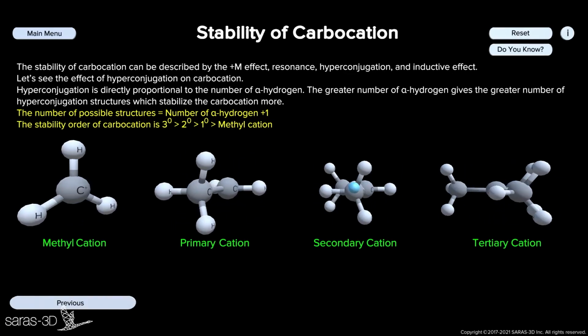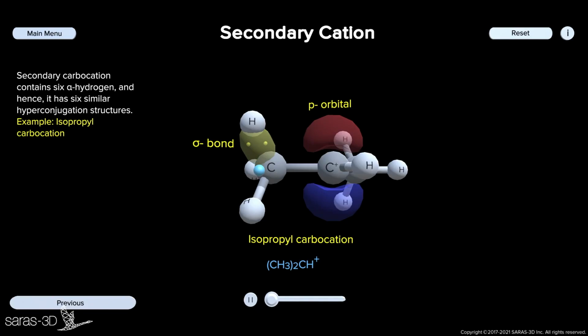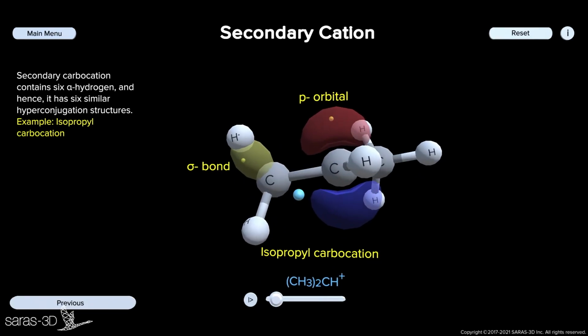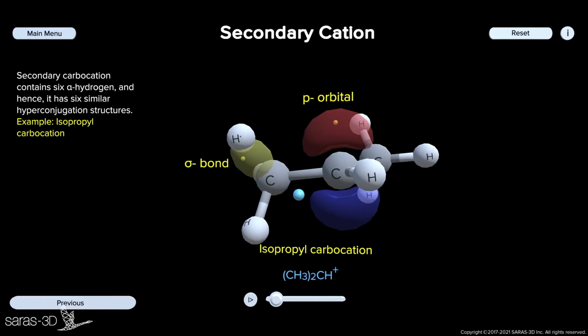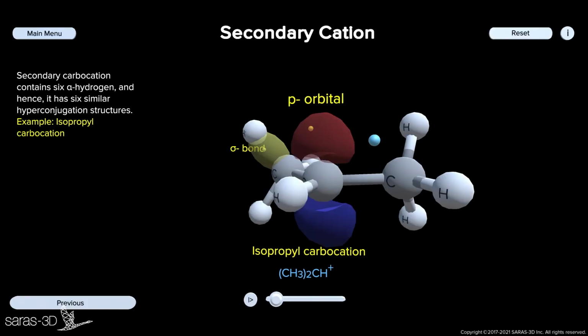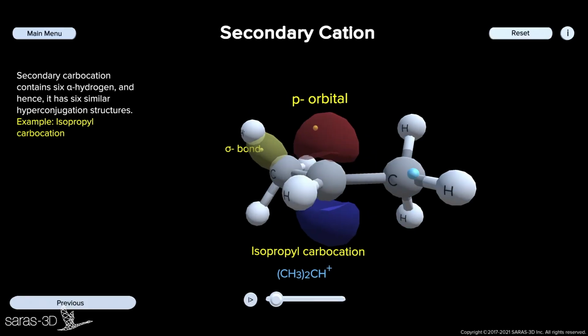Let's take a look at the secondary carbocation. So here we can see it has got 6 alpha hydrogen. This is the isopropyl carbocation, which is the secondary carbocation, and it has got 1, 2, 3, 4, 5 and 6 alpha hydrogen.